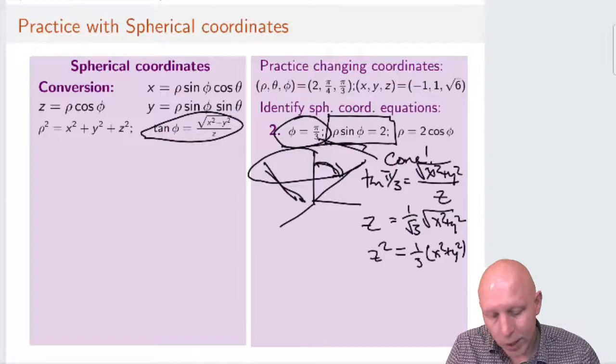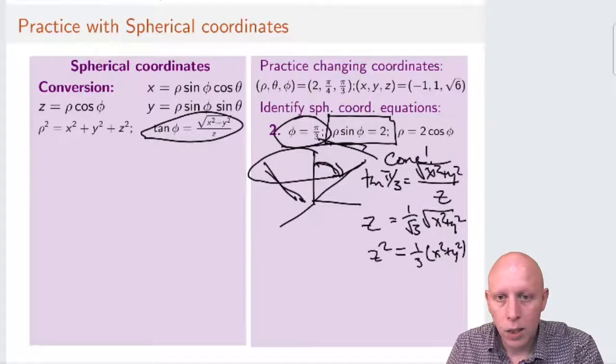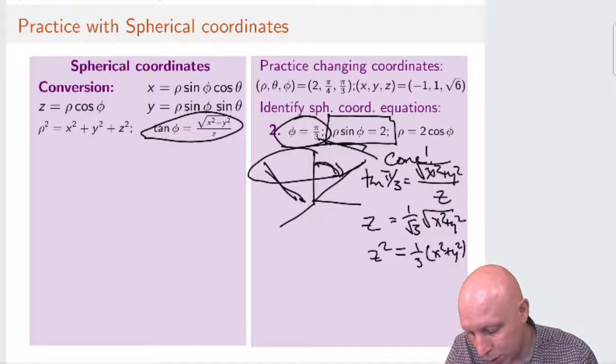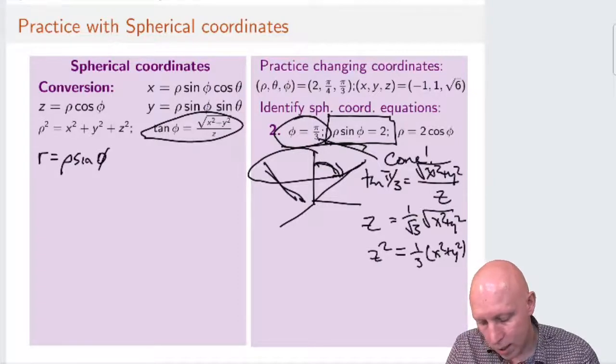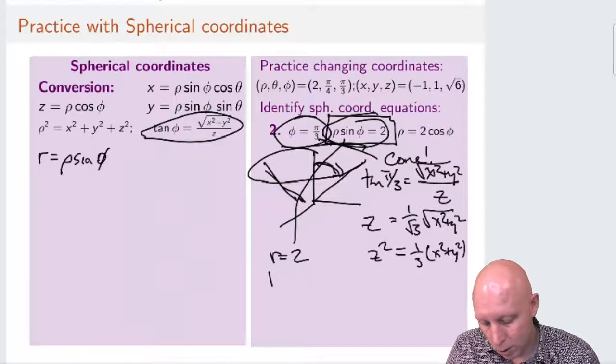All right, here's another equation. Rho sine of phi is equal to 2. So this is where we use our r, and that's rho sine of phi. And so basically this equation is r is equal to 2. So rho sine of phi equals 2 is a cylinder that has radius 2.